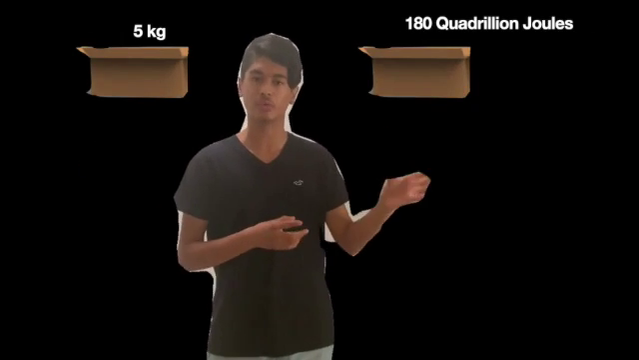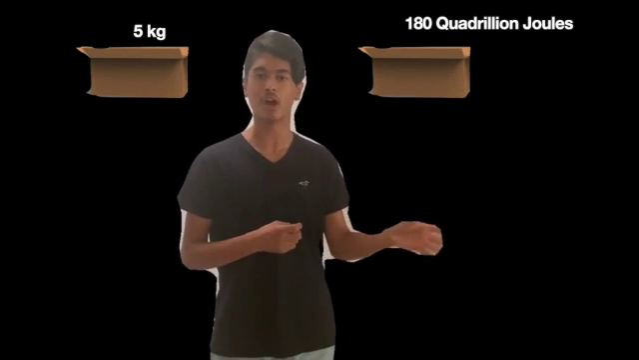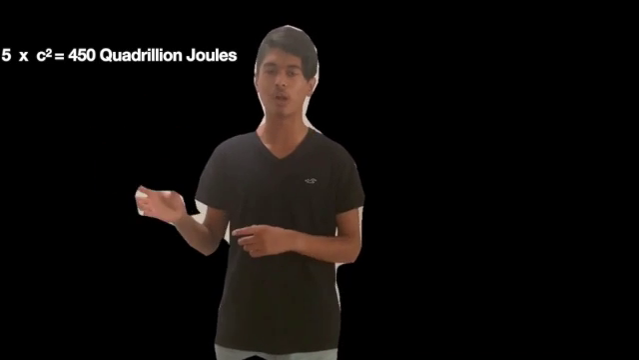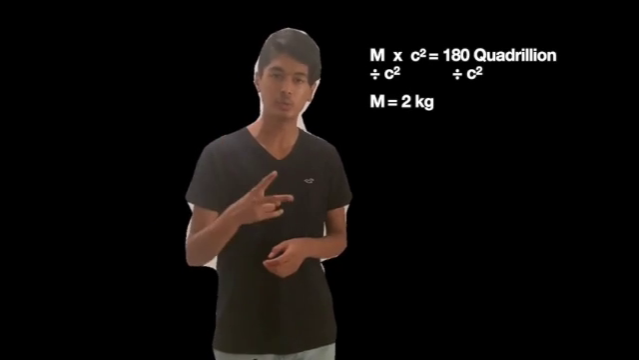Take a look at some examples. We have one mass of 5 kilograms and 180 quadrillion joules of energy for a different object. So for the first one, very simple, 5 by the speed of light squared gives us 450 quadrillion joules of energy. For the second one, we divide both sides by the speed of light squared to get 2 kilograms of mass.